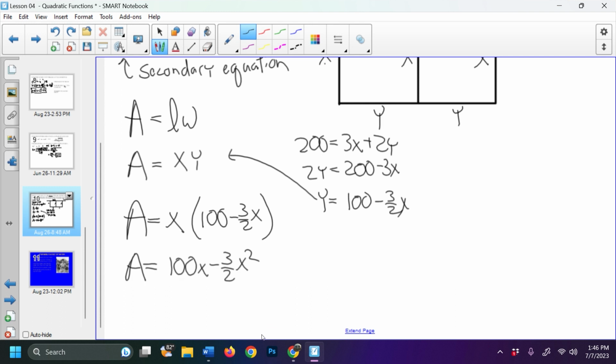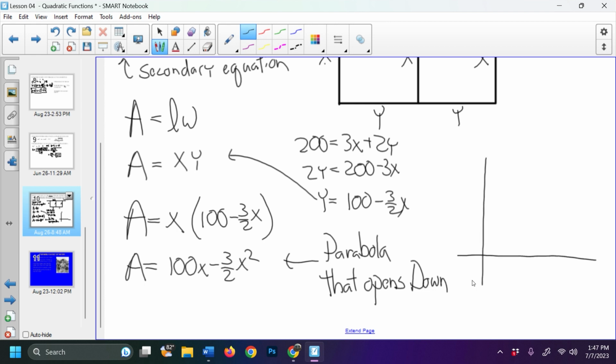And I know something about this. This thing is a parabola that opens down. All right, so I know something about it. It has no value for c, so the y-intercept will be 0. So I have a parabola that has to look something like this.